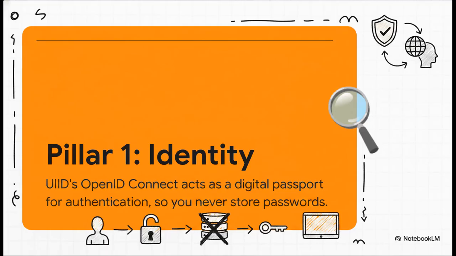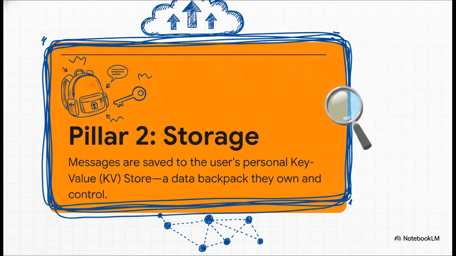So pillar number one is identity. Instead of you having to build your own login system, manage passwords, deal with all that security headache, you just use UID's OpenID Connect. It's like a digital passport. The user proves who they are with their UID, and your app just gets a thumbs up token. You never see or store a password. It's totally hands-off.